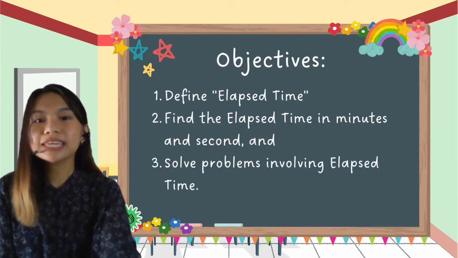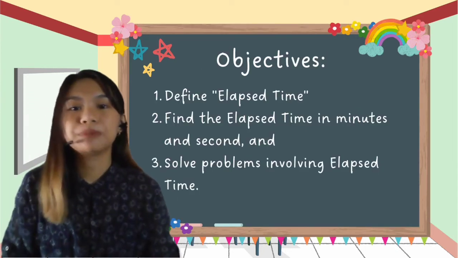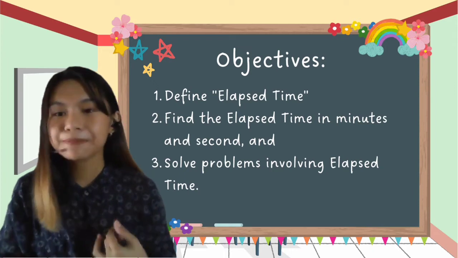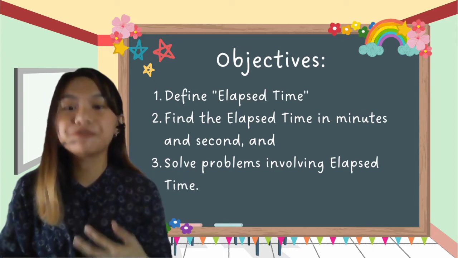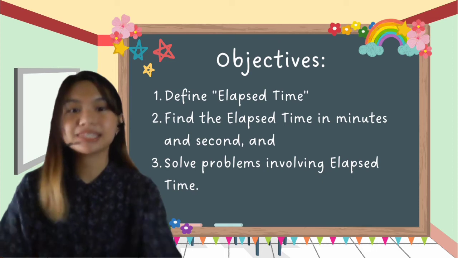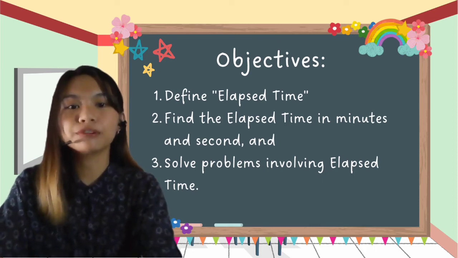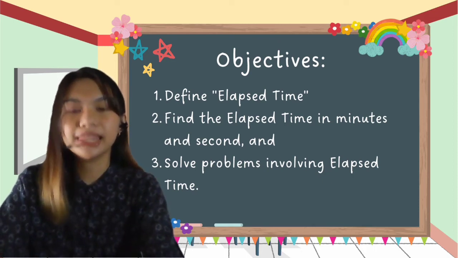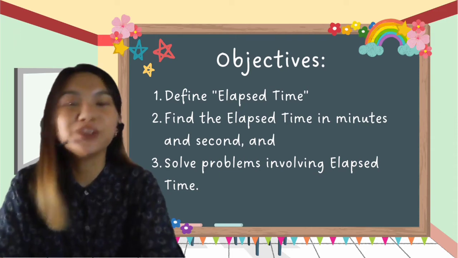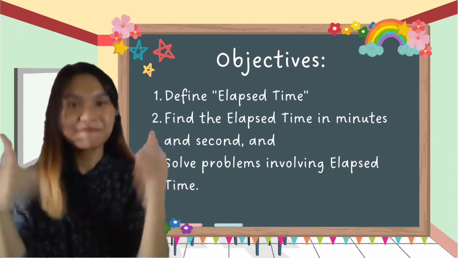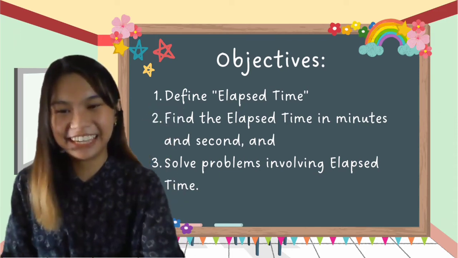Okay. So, at the end of this lesson, you should be able to define elapsed time. Second is find the elapsed time in minutes and seconds and solve the problem involving elapsed time. Okay, are you all ready? Thumbs up. Very good.